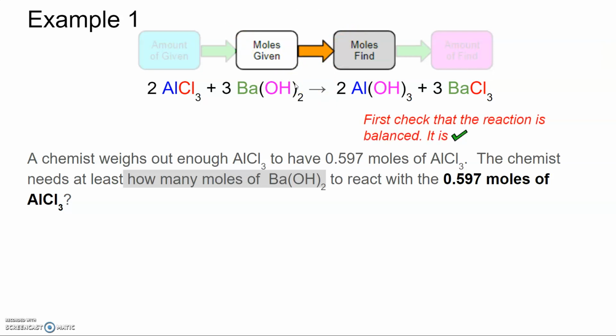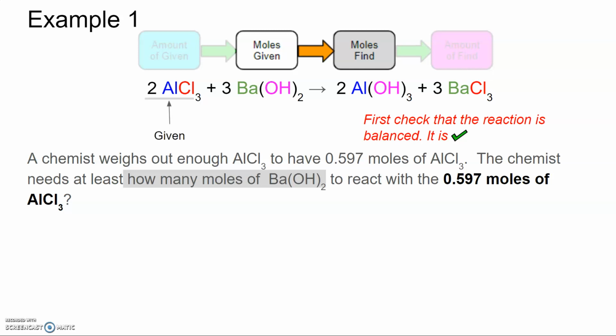But first step is to make sure that the equation is checked, is balanced correctly, and it is. So if you were to tally up all the aluminums, chlorines, bariums, oxygens, and hydrogens on the reactant side and do the same thing on the product side, you would see you have the same number of each type of atom on both sides. So this one's balanced.